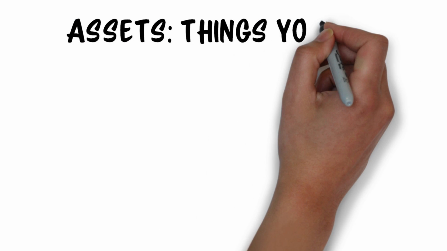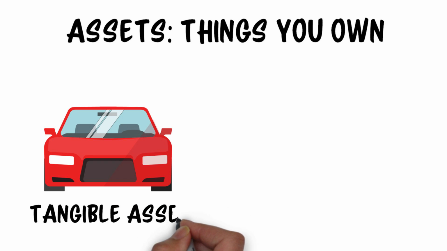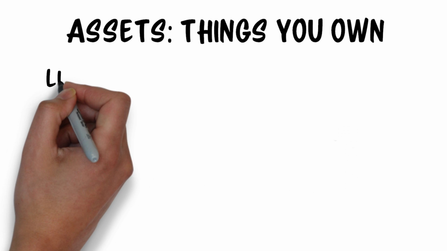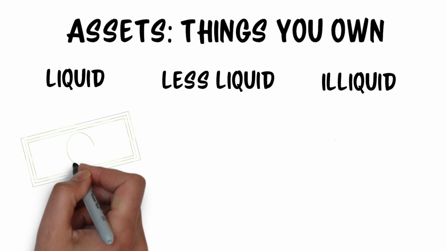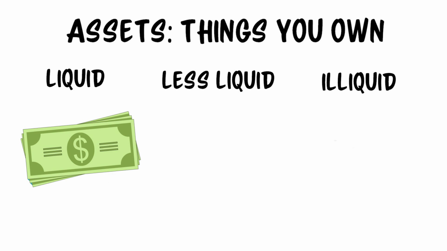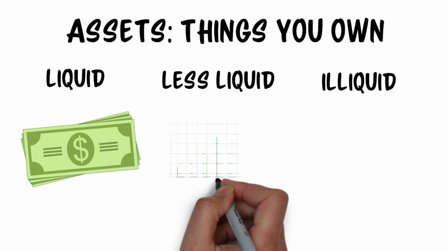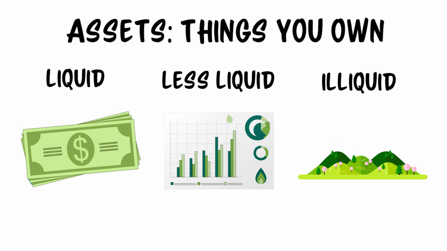So let's talk about assets. Typically, they're things you own. For example, a car. A car is referred to as a tangible asset. There are also intangible assets, like a trademark. Assets can be liquid, less liquid, or illiquid. An example of a liquid asset is cash. An example of a less liquid asset is a stock or a bond. And an example of a very illiquid asset is raw land.